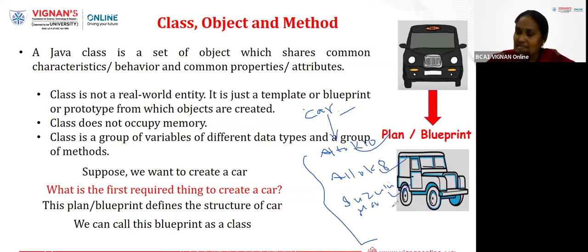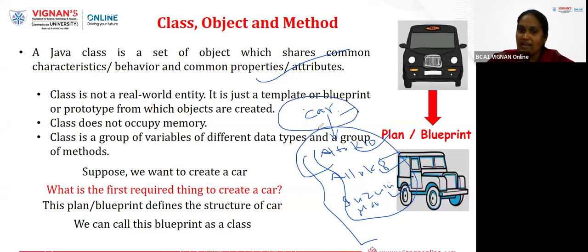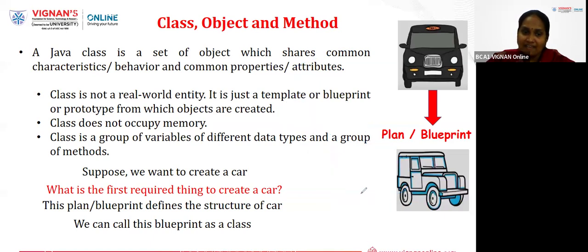Now, all these are sharing common characteristics. Every car has its own color. Every car has an accelerator. Every car has speed, like that, sharing the common properties. So all these are called objects. The collection of all these objects is called a class, right? Here, a class is not a real world entity. It is just a template or blueprint.